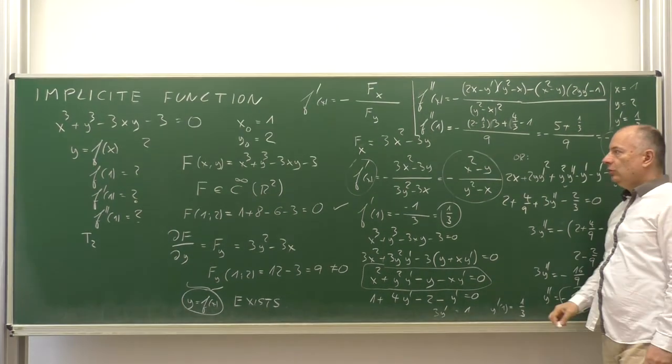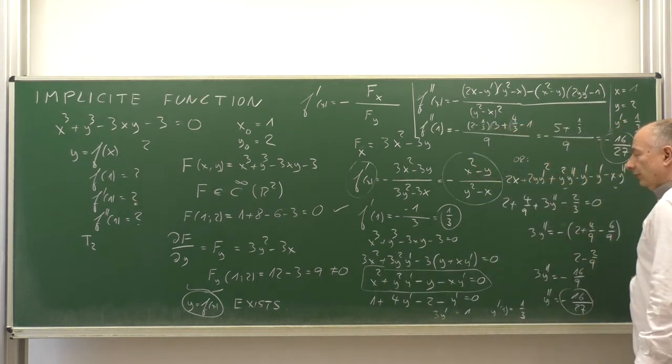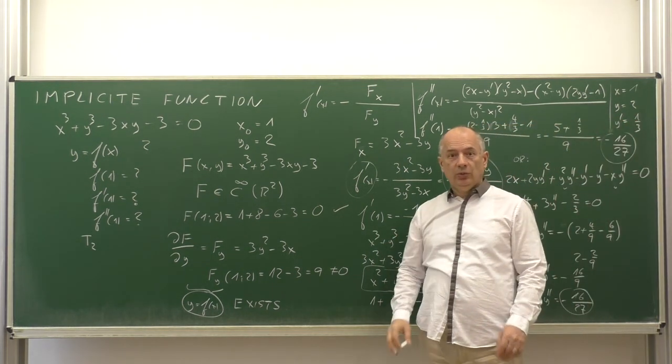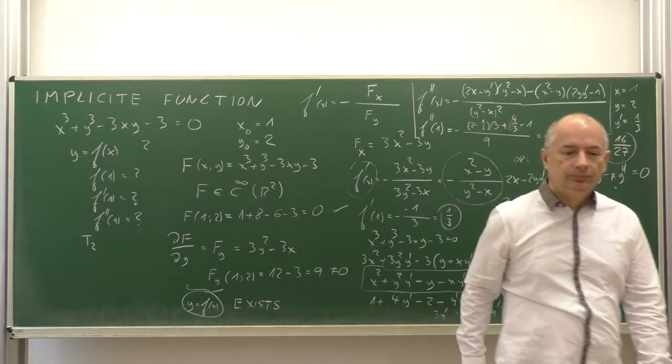So we have seen two ways how to find the first derivative and two ways how to find the second derivative of a function for which we have no formula, just an implicit definition.